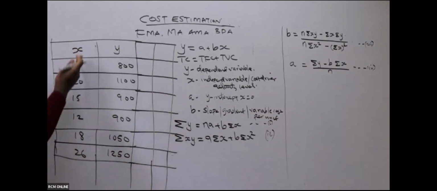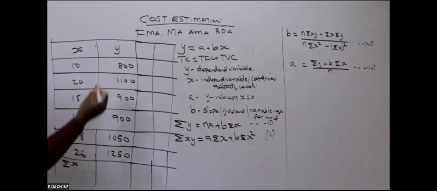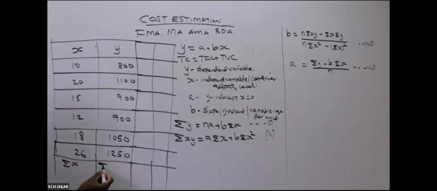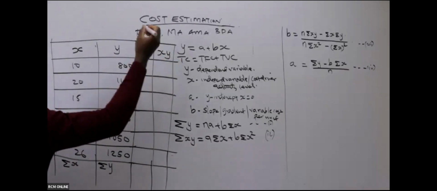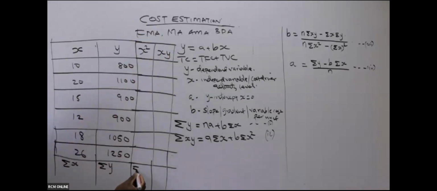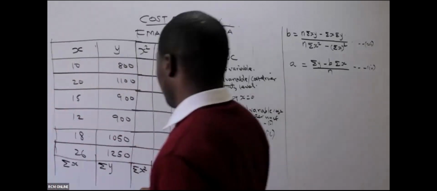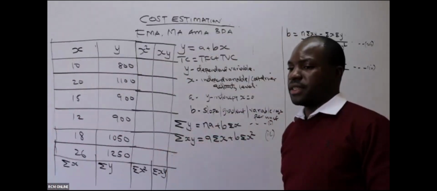When I add everything in column X, I'll be getting summation of X. When I add everything in column Y, that will be summation of Y. So we need X squared, and we need XY: summation of X squared, summation of X, summation of XY. So let's do the right thing and get these particular items down here.